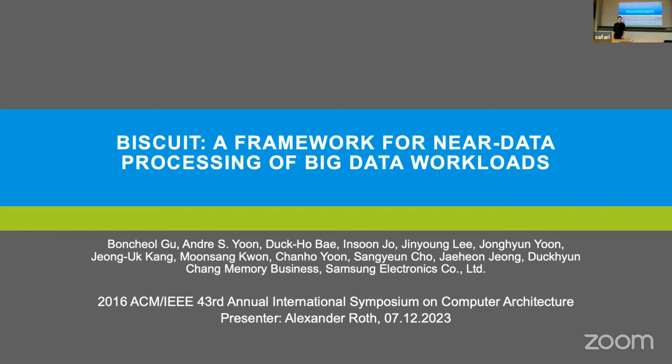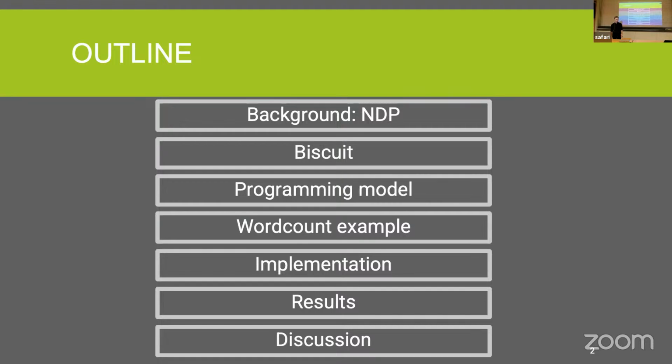So welcome to my presentation about the paper Biscuit, a framework for near data processing of big data workloads. I will give you a short overview of what I'll be talking about. First, I'll give you some background on near data processing, then introduce Biscuit, its programming model, and give you a short concrete example, the word count example, then talk briefly about its implementation. Afterwards, I will present a couple selected results, and in the end, we will have a short discussion, and I will talk about strengths and weaknesses.